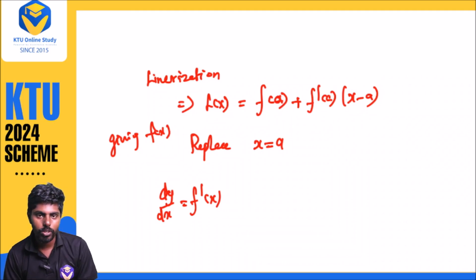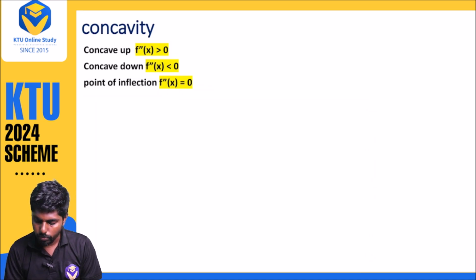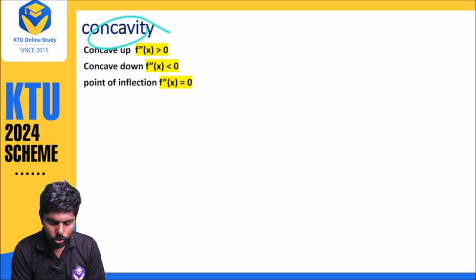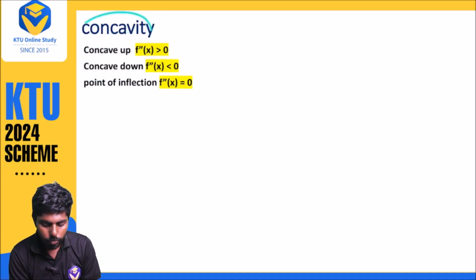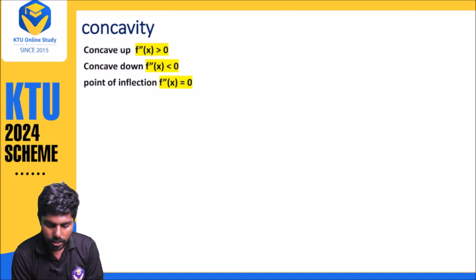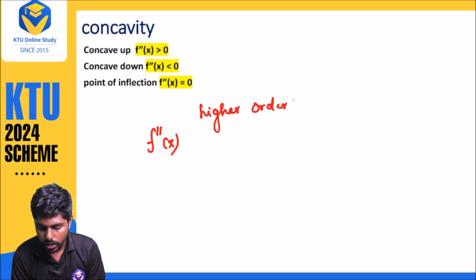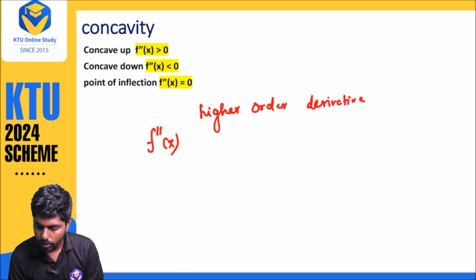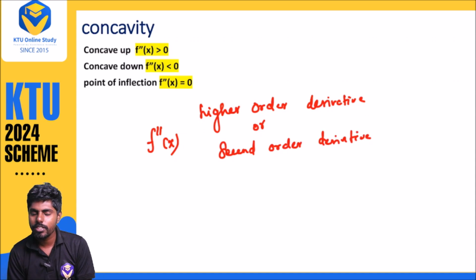We will be going to the next very high yielding topic, which is concavity. Concavity is a very high yielding topic. I have already said that multiple times. It is a very high yielding but very simple topic. Those who learn the derivative well will find it easy, as derivative is a core topic. In the question, if it is f double dash of x, you want to identify f double dash. That is nothing but higher order derivative, or we can also say second order derivative.